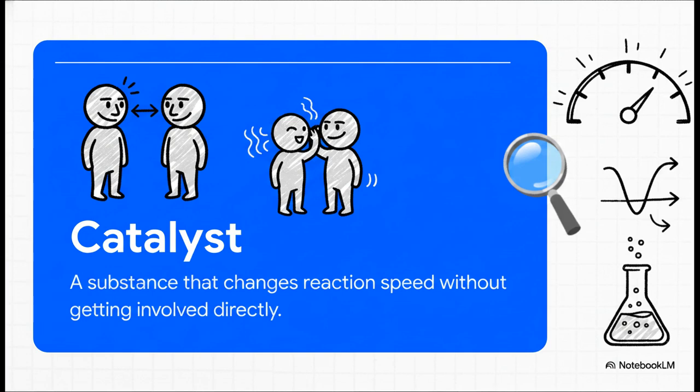Now, before we get into the really messy drama, we've got to talk about the catalyst. Think of a catalyst as the instigator friend. You know the one. They speed up or slow down the chemical fight, whispering in everyone's ear, but they never actually throw a punch themselves. They stay completely out of the actual final product. They just change the speed of the whole reaction.